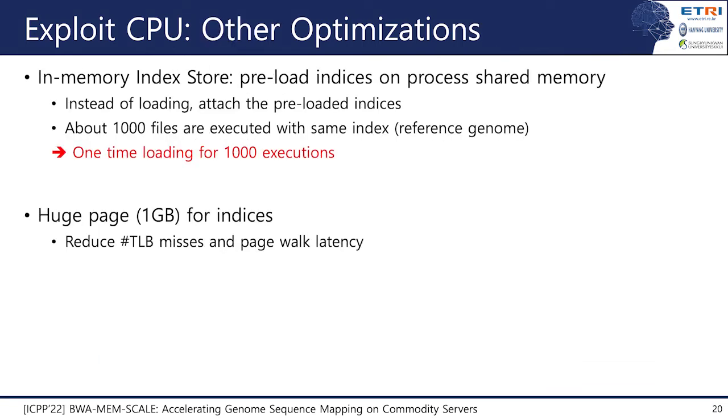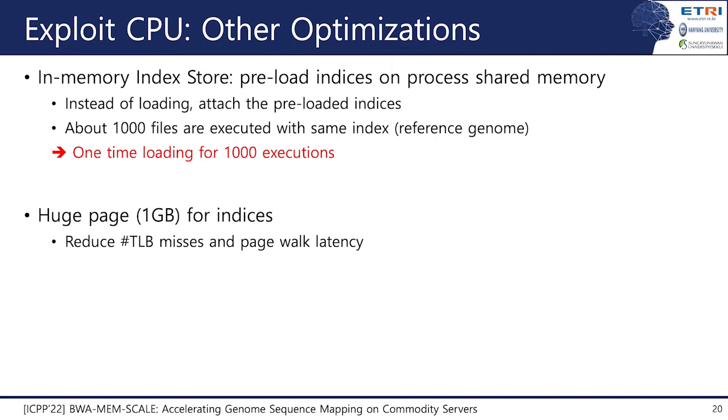Additionally, we add 2 optimizations to BWA-MEM-SCALE. First, we implement an in-memory index store. This preloads the indices on process shared memory. At the start of a BWA-MEM-SCALE execution, it does not load the indices. Instead, it attaches the indices in the process shared memory. Since a dataset for an individual has about 1,000 files, the same index should be used 1,000 times. Thus, one-time index loading on the in-memory index store can eliminate 1,000 index loadings.